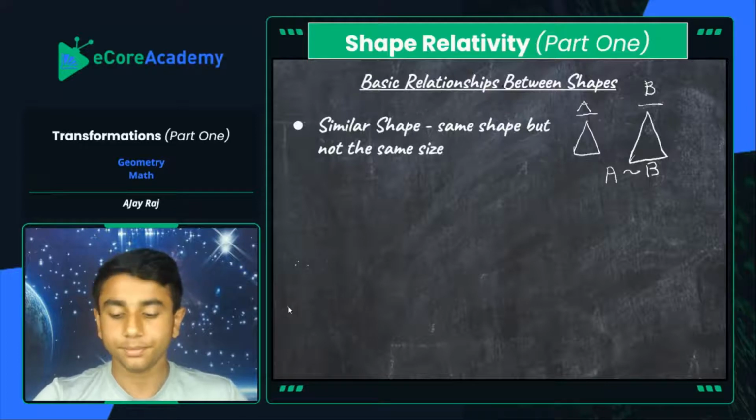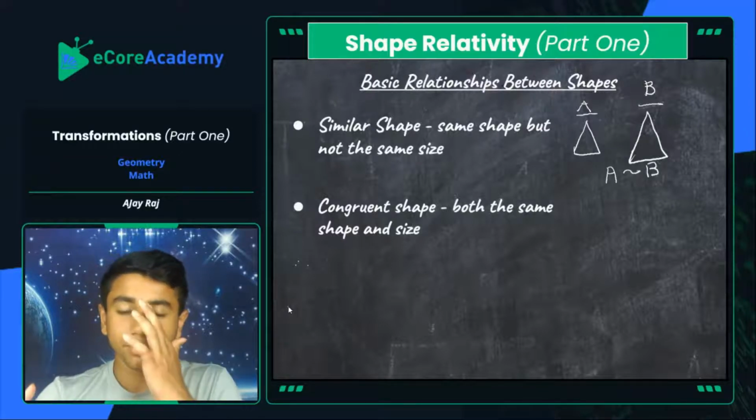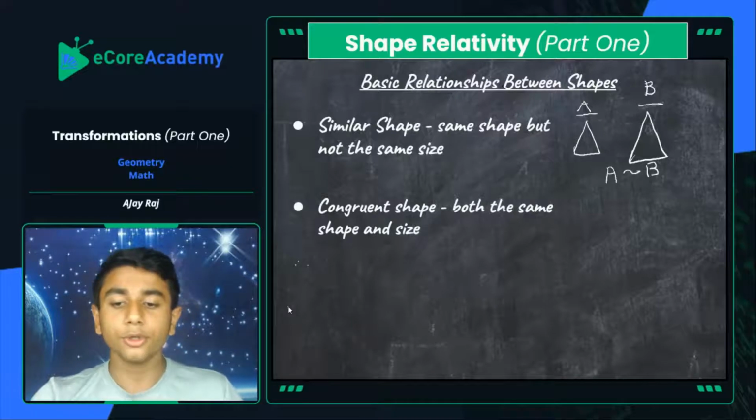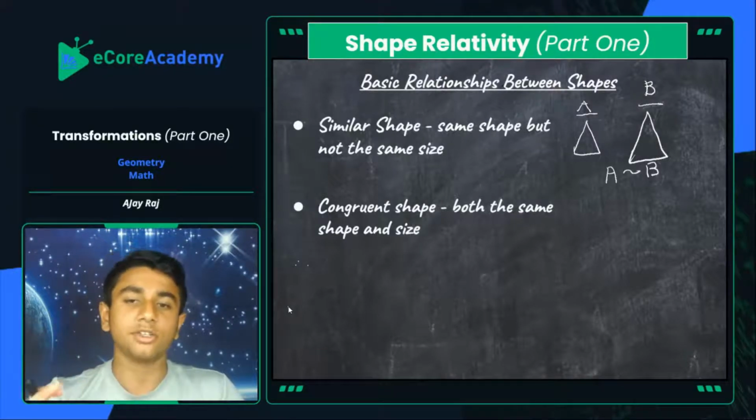Next, we have our congruent shapes, which I've also mentioned before. It's very similar to a similar shape, except it has a bit more of a qualification standard. Congruent shapes have both the same shape and size. So unlike similar shapes just having the same shape, they also have the very same size.